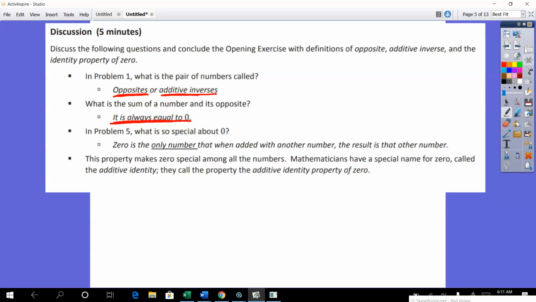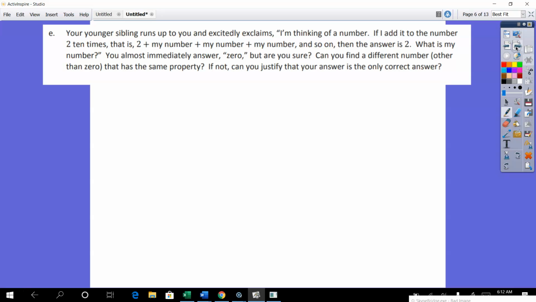And then in problem 5, what was so special about 0? 0 is the only number when added with another number that will result in that other number. Okay, that's what we wrote there. This property makes 0 special among the numbers. Mathematicians have a special name for 0 called the additive identity. They call the property the additive identity property of 0. So anytime you add something with 0, it's that number. And they just have a special name for that.